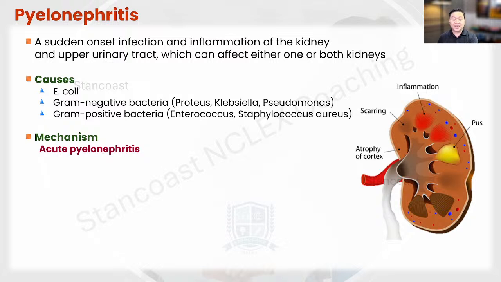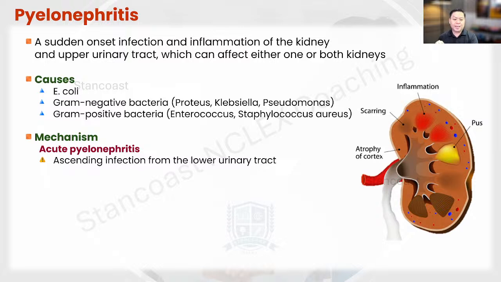Now, the ascending route is actually facilitated by so many factors. Again, sexual activity, or it could be the introduction of a catheter, maybe the practice of catheterization is not very sterile, or it could be some anatomical abnormalities that can impair the flow of urine. Upon reaching the kidneys, though, the bacteria can adhere and invade the renal parenchyma.